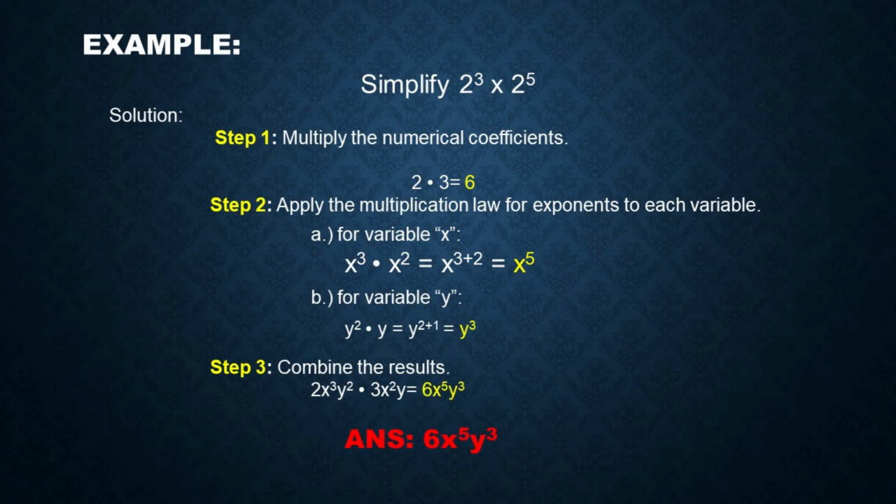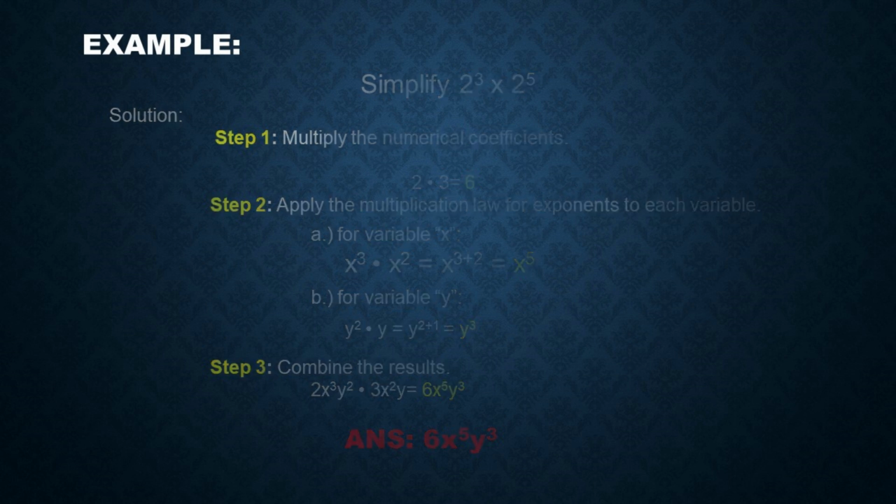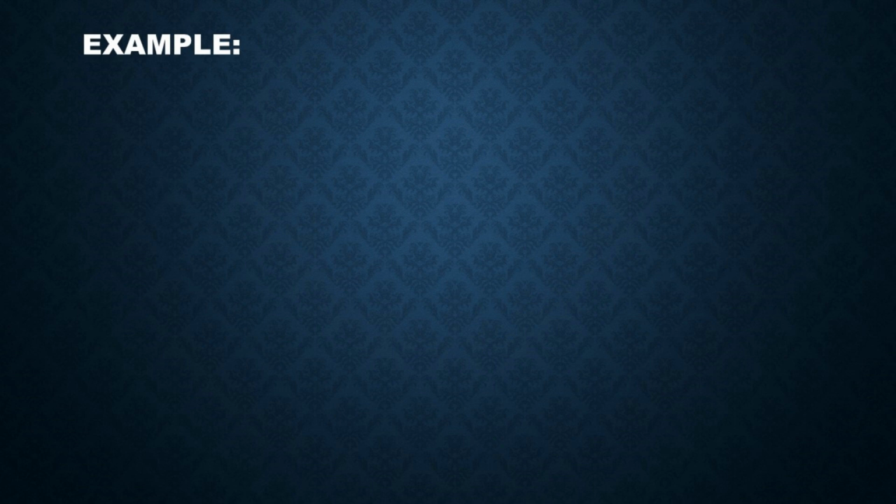For the variable x, x raised to 3 multiplied by x raised to 2 is equal to x raised to 3 plus 2. The result will be x raised to 5. For the variable y, y raised to 2 multiplied by y is equal to y raised to 3. Step 3. Combine all parts. Now, we combine the results from the previous steps. We have the numerical coefficient, 6, and the variables with their new exponents. So, the simplified expression is 6x raised to 5y raised to 3. To fully understand the multiplication law for indices, let's solve the following problems.